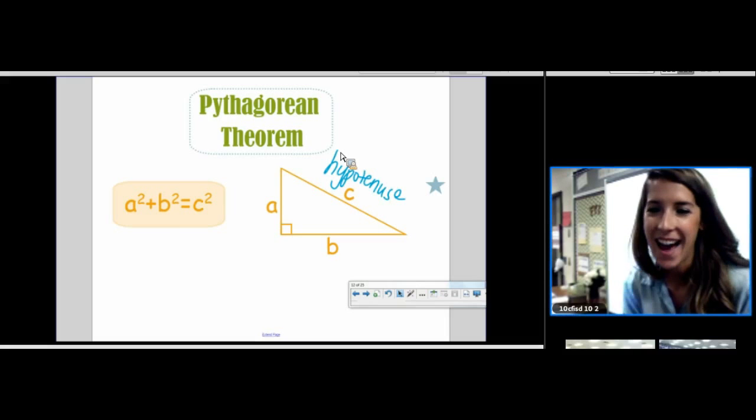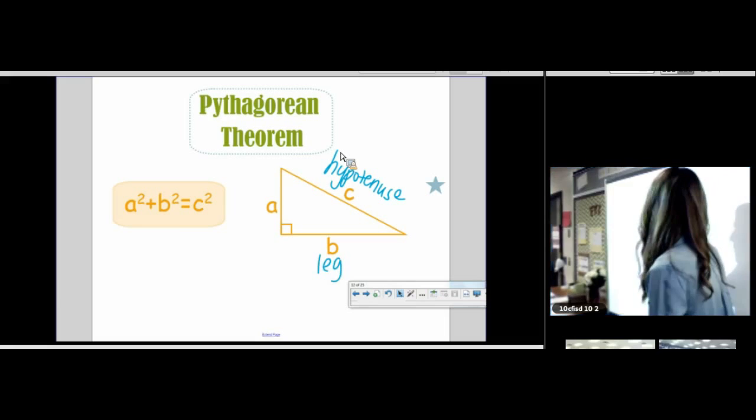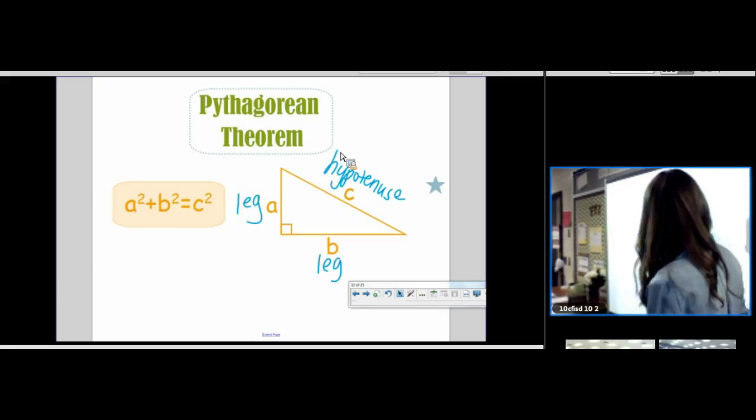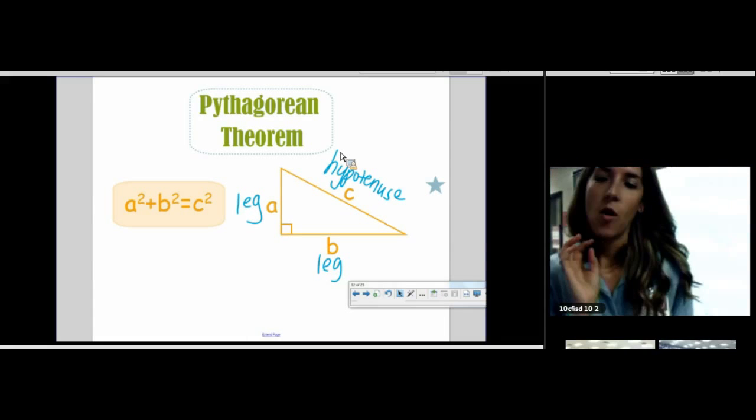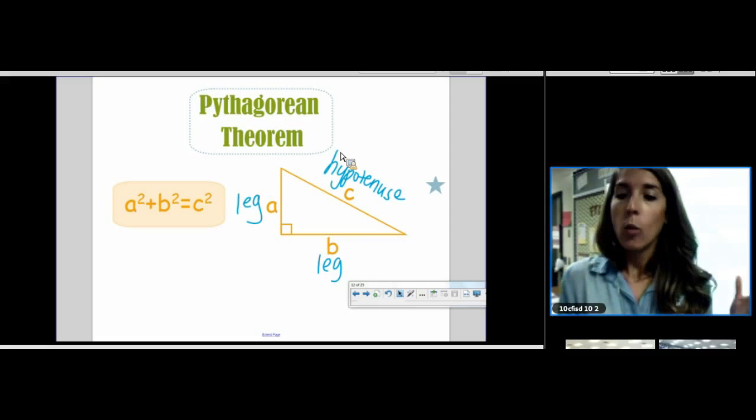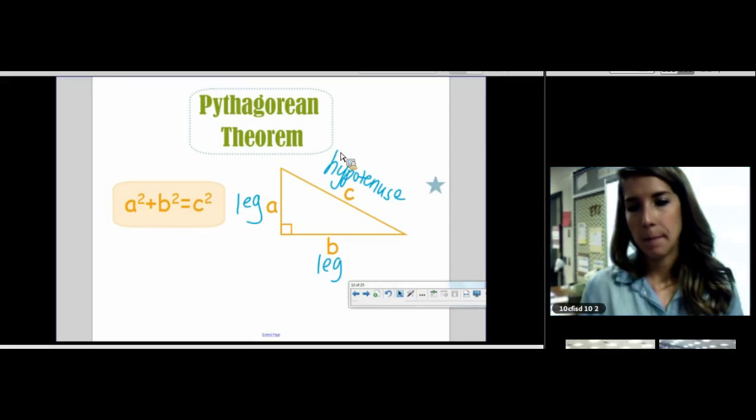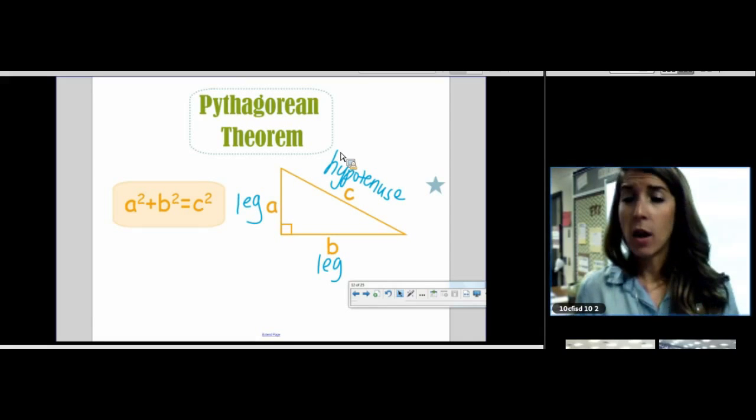Maybe you were, yeah, hypotenuse, good. And then we've got leg, and we've got leg. Very good. Now, C always represents the hypotenuse. What do we know about side C? Tell me something about side C. It's called the hypotenuse. What else? It's always the longest side, yep.